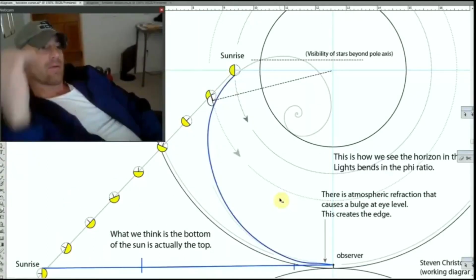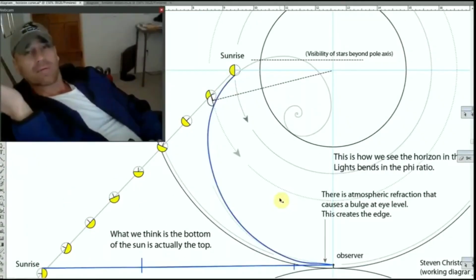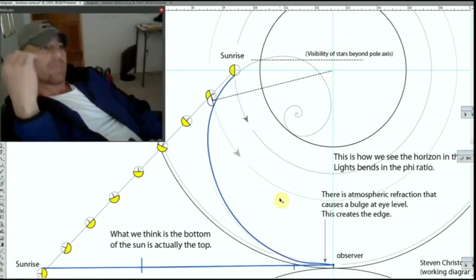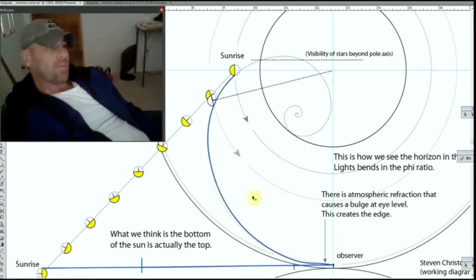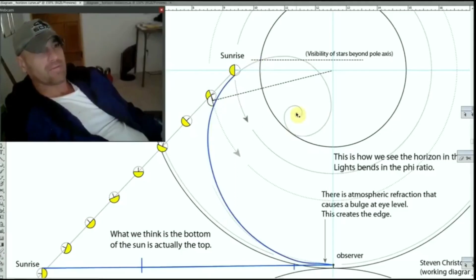Okay, I've been asked about how the horizon works within the concave Earth. I told you before, light bends. It's been proven to bend. There's been experimentation on light bending. And what I think is happening is we have this phi ratio curve extending from the observer like that. Okay, this is an assumption, but I think it's very possible since phi, the golden ratio, is throughout nature.